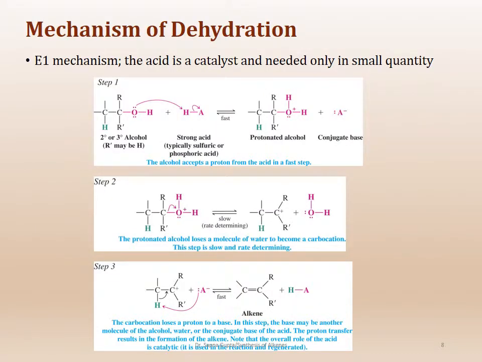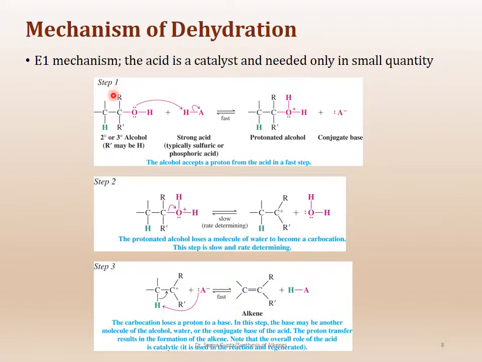Now let's look at the mechanism of the reaction for dehydration. First of all, the reaction mechanism here is going to be E1 mechanism, which is first order elimination. And the acid that we use over here is going to be used as a catalyst, which means that it will be regenerated at the end. And it's needed only in a small quantity, as all catalysts are.